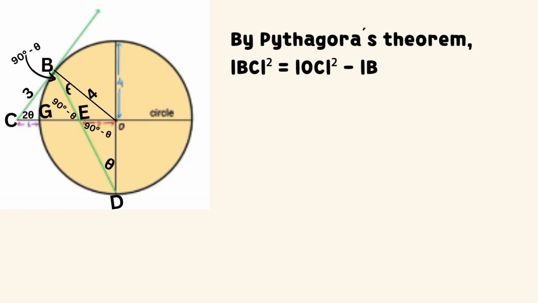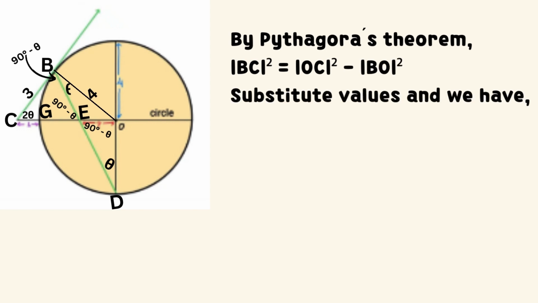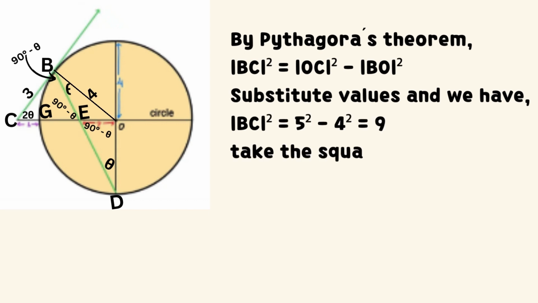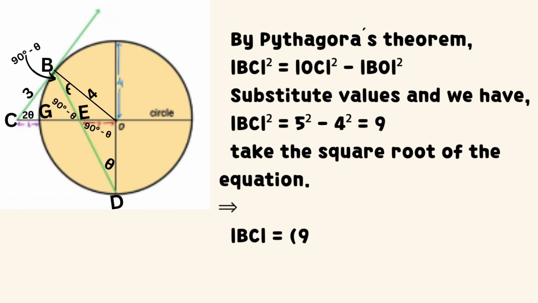By Pythagoras' theorem, the square of line BC equals the square of line OC minus the square of line BO. Substitute values and we have the square of line BC equals the square of 5 minus the square of 4, which equals 9. Take the square root of the equation. It implies that line BC equals the square root of 9, which equals 3.